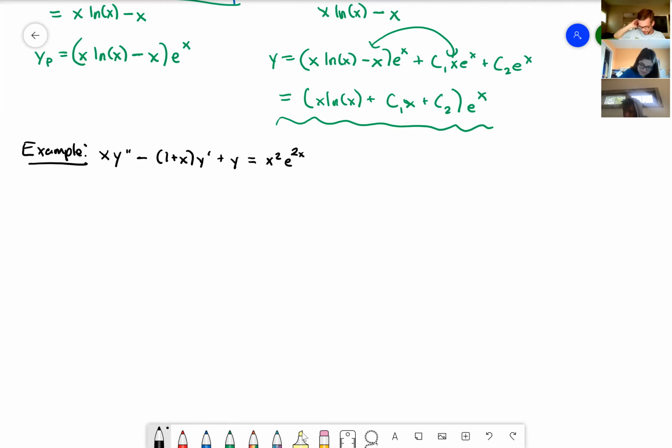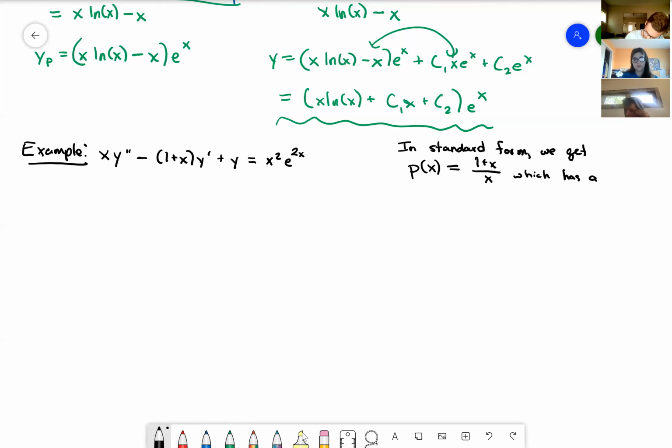The first thing I want to do whenever I look at this is I'm gonna try to mentally rewrite it in standard form, which means I'm gonna divide through by x. And so in standard form, let me write that out. In standard form, we get p of x is equal to (1 plus x) over x, which has a discontinuity at x equals 0.